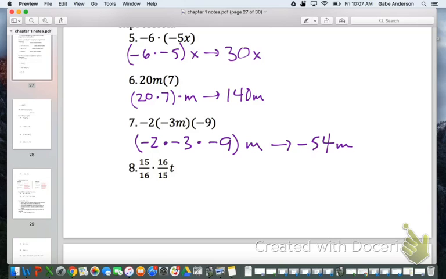If you wanted to show some work there, Ben, you probably did this. So I just canceled it. Could you cancel the 15s out? Yeah, that's what I did. And the 16s could cancel too, and you're left with the same. You're just left with 1t, or of course just t would work as well.